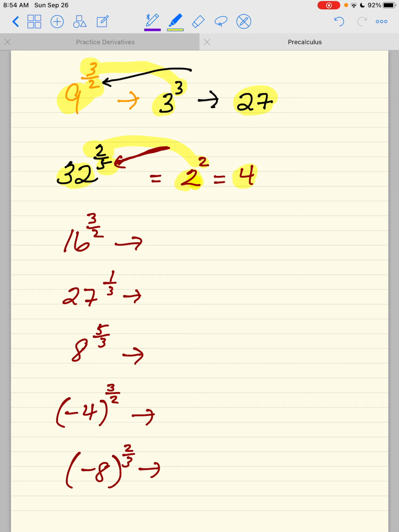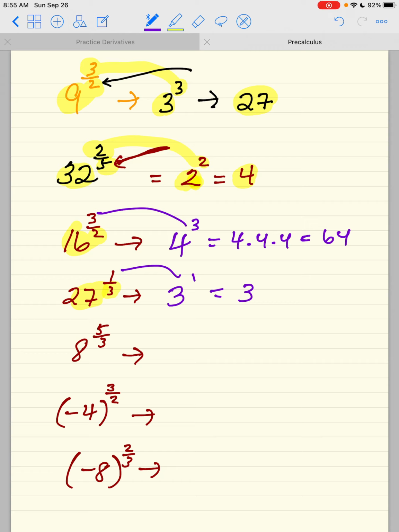You guys should pause the video and try these problems by yourself before I do them. Okay, so what number do I multiply twice to give me 16? 4. Then we're going to bring the 3 here. This is 4 times 4 times 4, which is 64. What number do I multiply 3 times to give me 27? 3. Then we bring it to the first power and we get 3.